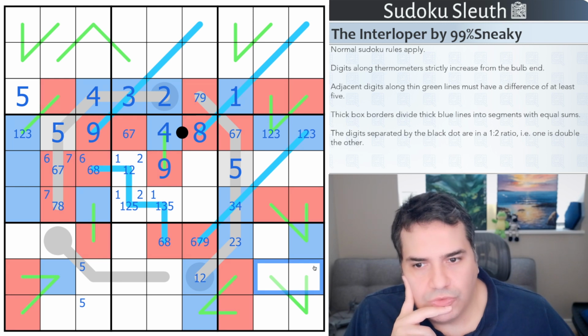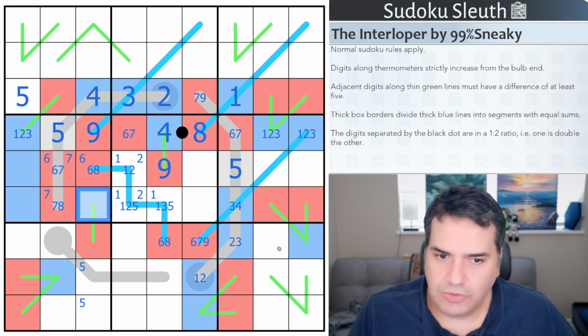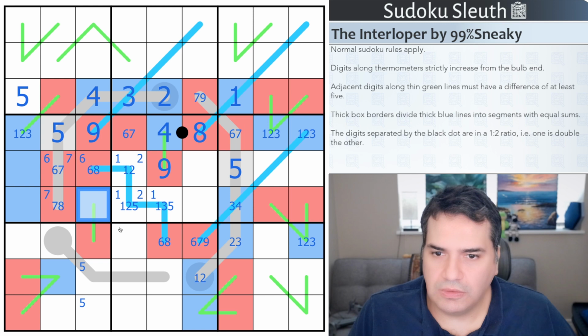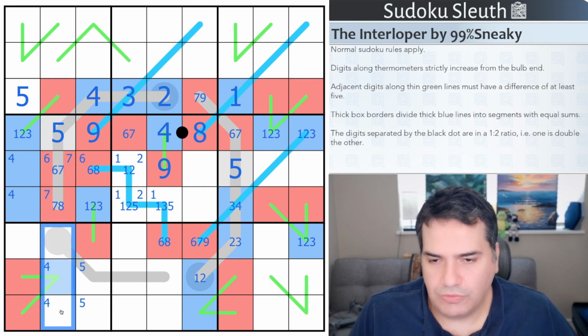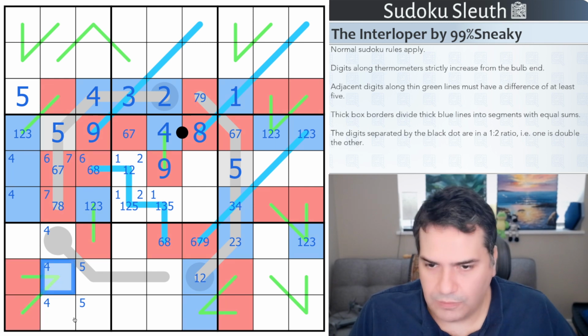Something I probably should do is use these German whisper lines a bit more. For example, this cannot be a 4 with a double 9. This is 1, 2, or 3. Same, 1, 2, or 3. 4 is in one of these 2 cells. 4 is in, actually, one of 3 cells. I was going to say it's one of 2, and therefore this can't be the 4 because that would require a double 9. That's not true.